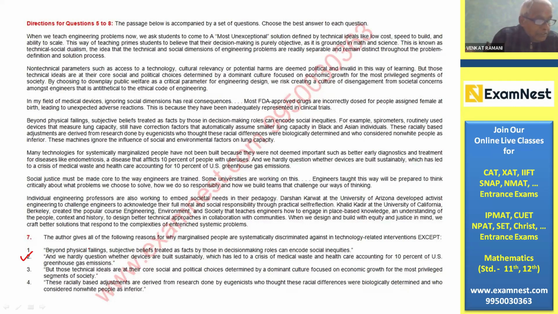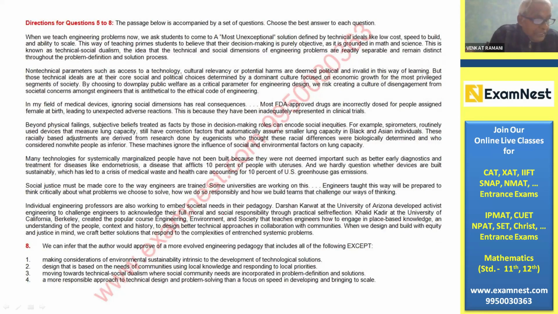The correct option is number two. Now, let's look at the next question. We can infer that the author would approve of a more evolved engineering pedagogy. Pedagogy has to do with teaching, right? Teaching. That includes all of the following except what?